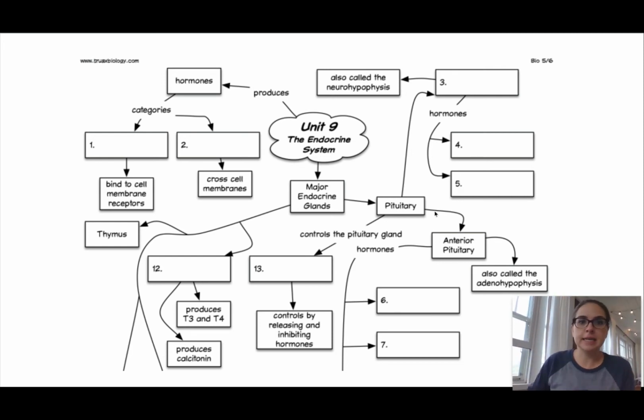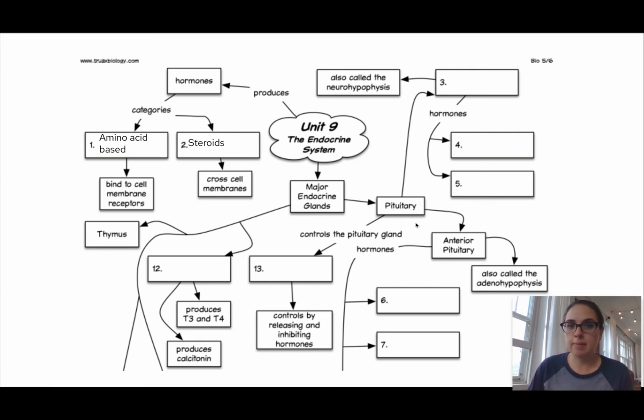All right, so here we are, Unit 9, Endocrine System. So as we just went over, we have two categories of hormones. Those that bind to the membrane on the outside are amino acid-based hormones, or those that can cross the cell membranes, the steroids. And then the rest of this unit was just about the glands and what they secrete and what they do.